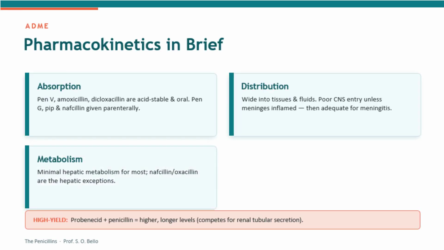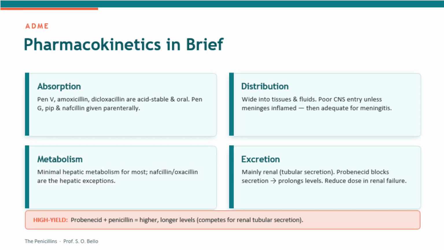Let's run quickly through the pharmacokinetics using the familiar ADME framework. Absorption. Some penicillins are acid stable and given orally: penicillin V, amoxicillin and dicloxacillin. While others, like penicillin G, piperacillin and nafcillin, are given by injection.